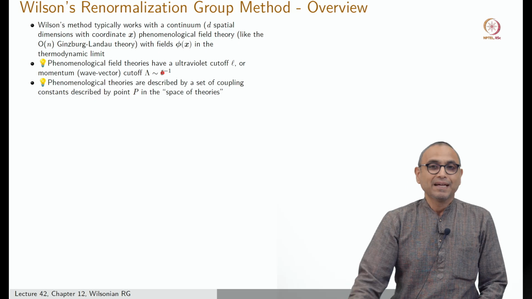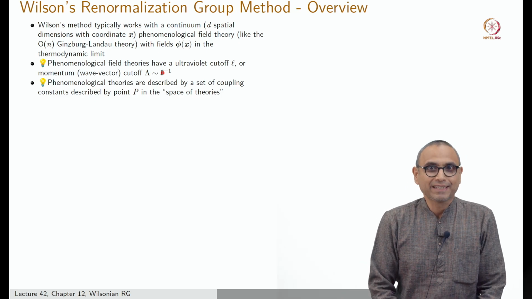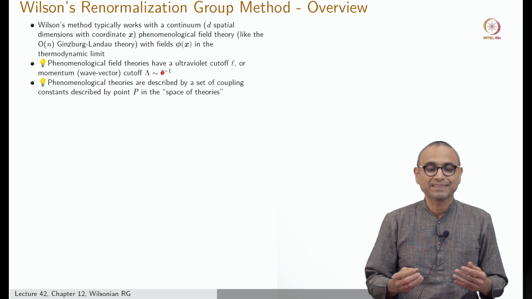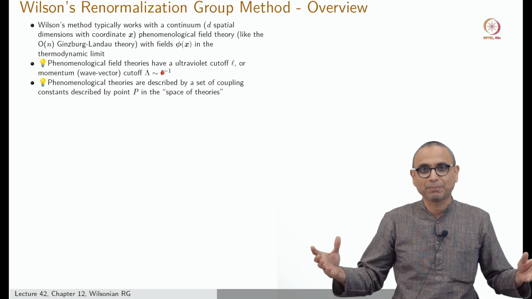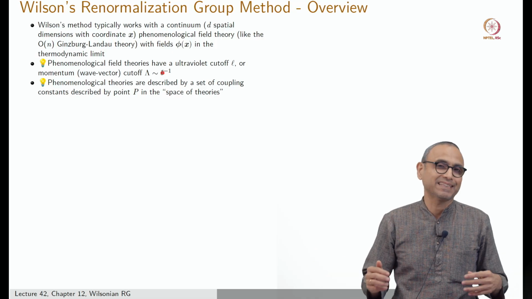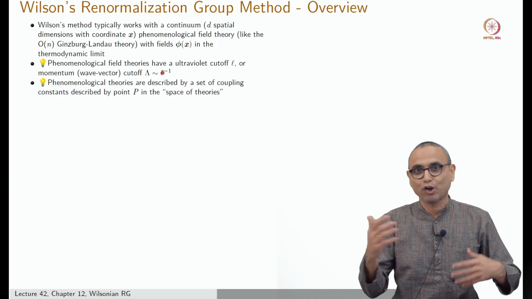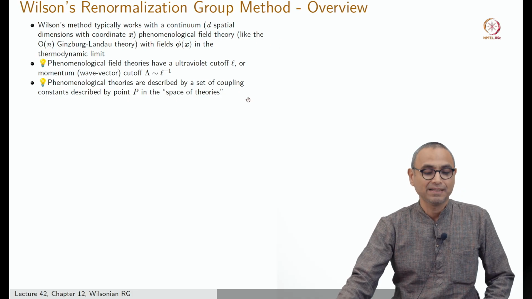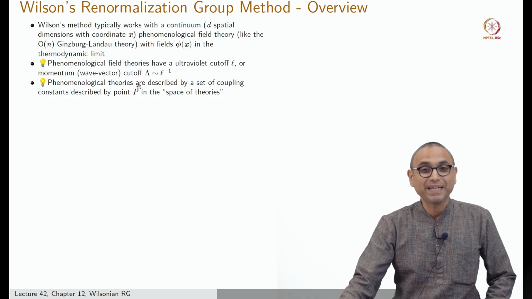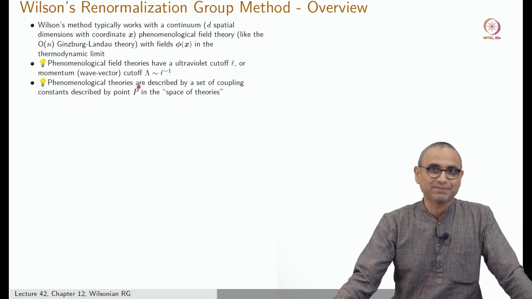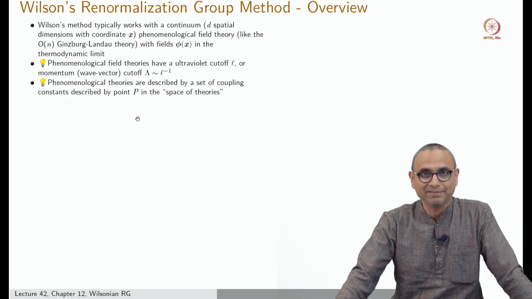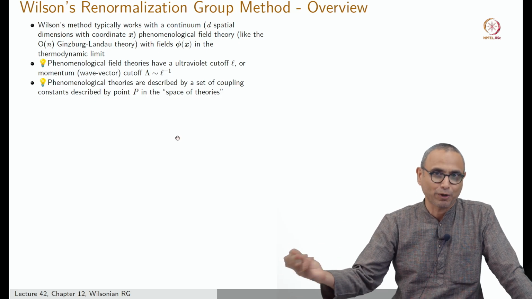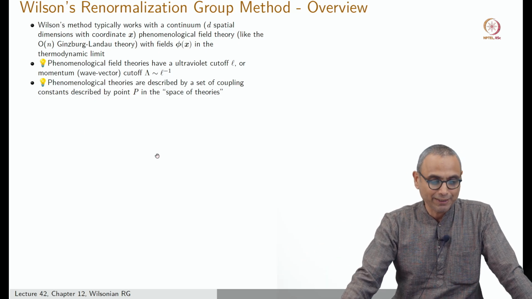Okay. Now, as we already discussed, phenomenological theories will be described by a set of coupling constants. You collect all these coupling constants into a big vector, and the set of all such possible vectors will span some kind of space, and that is the space of theories. And some typical point P is where we have our theory. We maybe do some experiments, figure out some starting point of the theory, and that is the theory we would like to study.